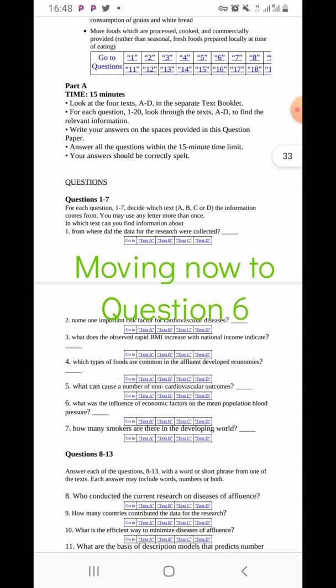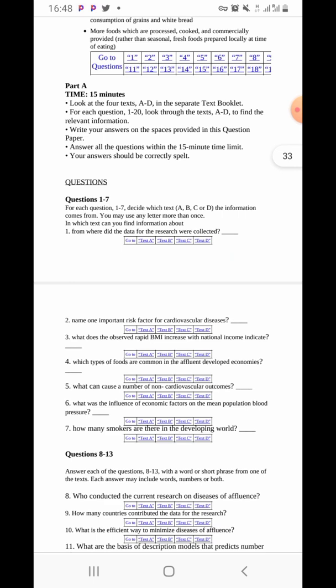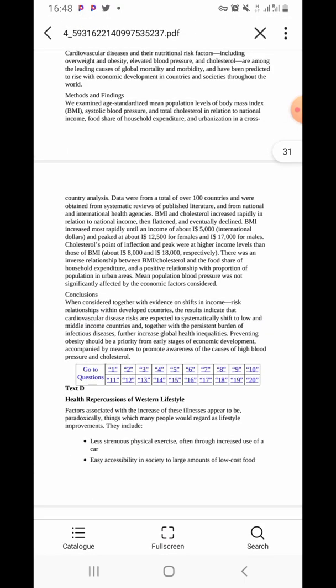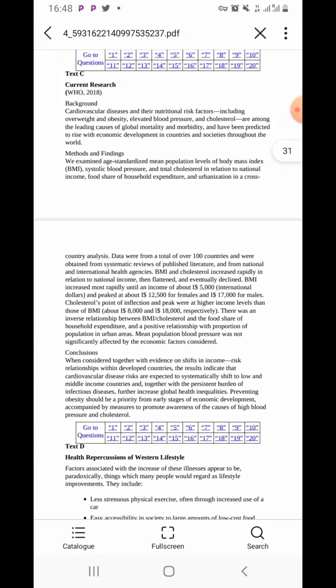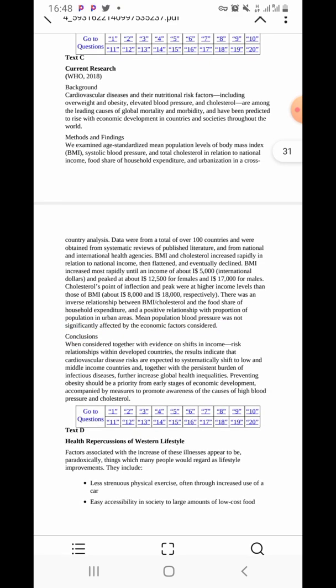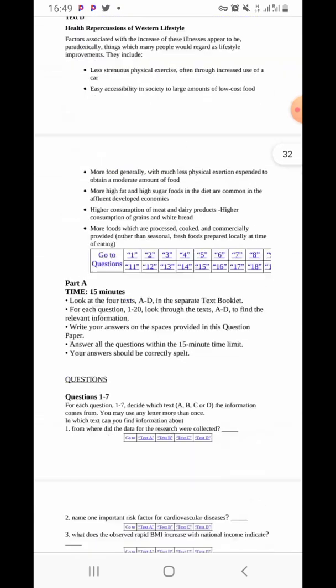Then number 6: what was the influence of economic factors on the mean population blood pressure? Here they are talking about research, so that's text C. You don't need to read all this. It's there, I can show you. See, mean population blood pressure was not significantly affected by. It's there just before the conclusion.